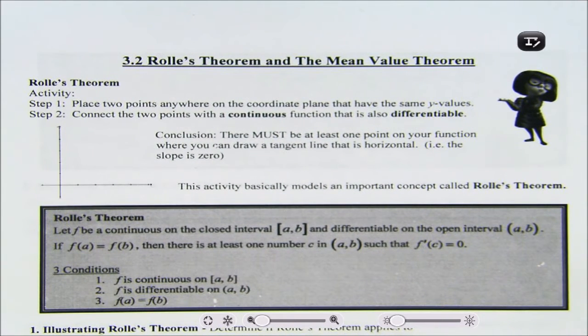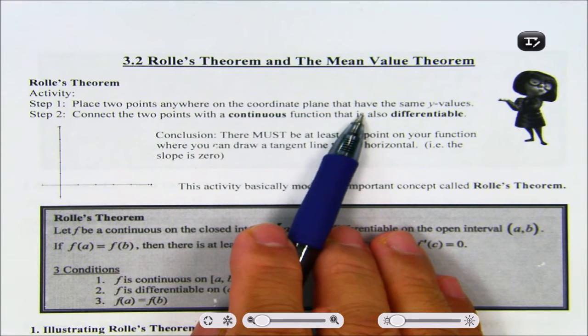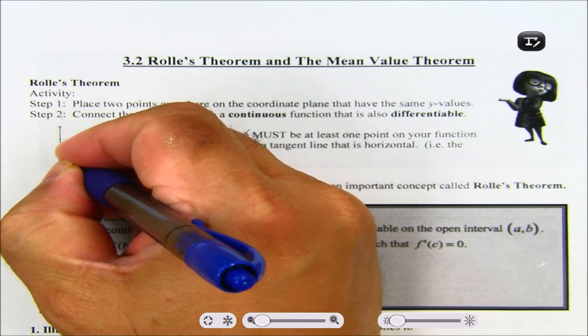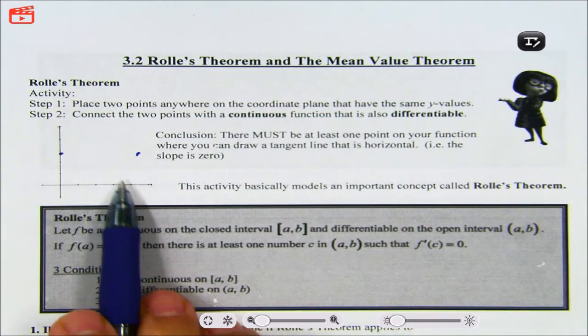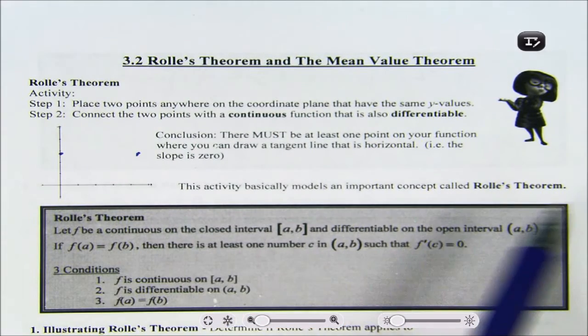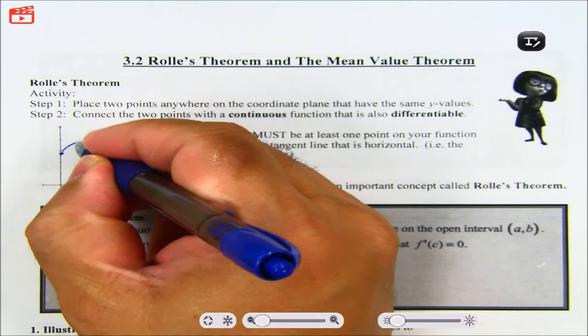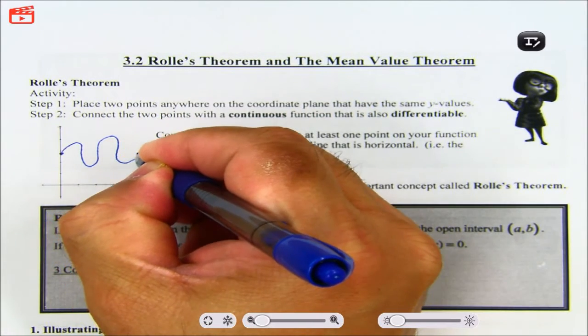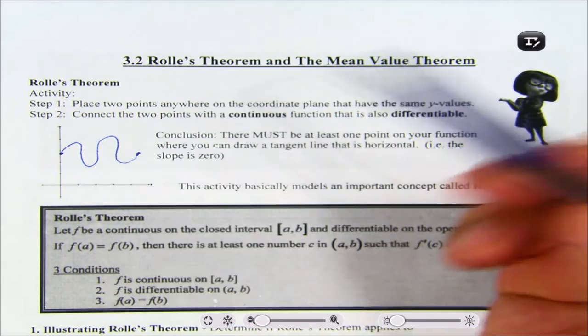Okay. All right, so this is section 3.2, Rolle's theorem and the mean value theorem. Place 2 points anywhere on the coordinate plane. They have the same y values. So let's just put it here and here. We're assuming there's basically a horizontal line connecting them. Connect the 2 points with a continuous function that is also differentiable. You can do anything weird as long as it's continuous and differentiable. So maybe that's weird.